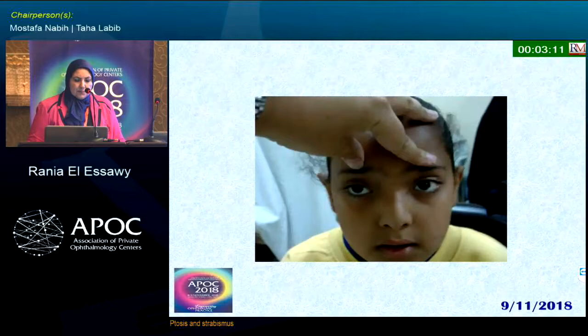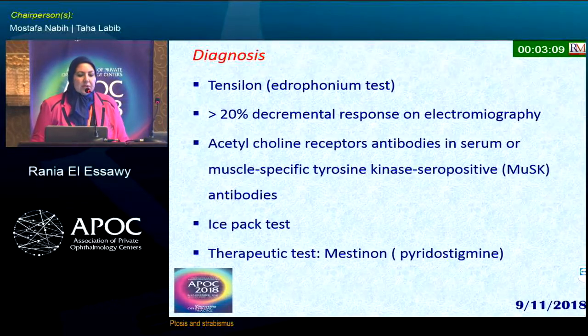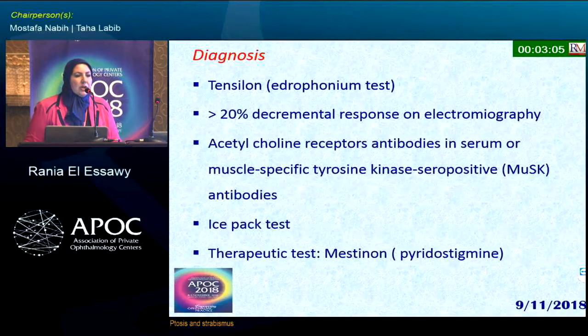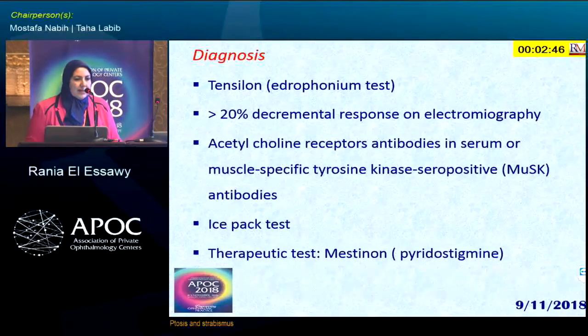These patients are diagnosed by the Tensilon test. However, we do not recommend this test much because it is really hazardous. If the patient has a heart block, you should give atropine with the test. So better than that, if possible, we can do an electromyography where we will find more than 20% decremental response. However, this is not usually feasible. Acetylcholine receptor antibodies in serum is also a good test. However, it is only positive in 50% of cases.